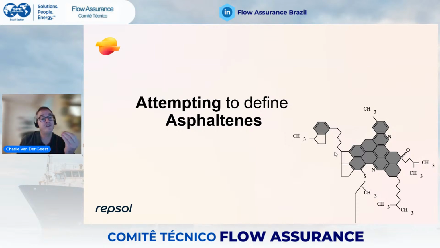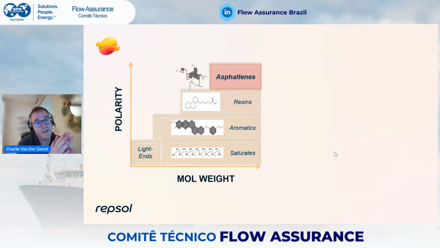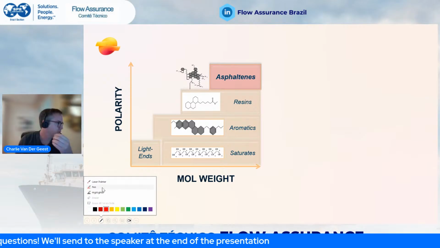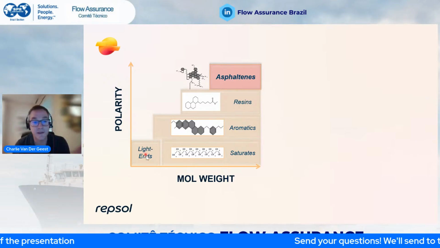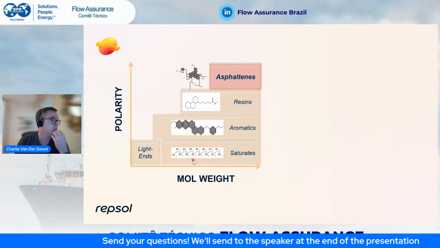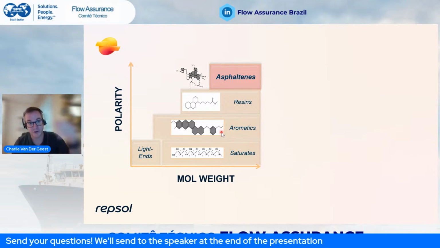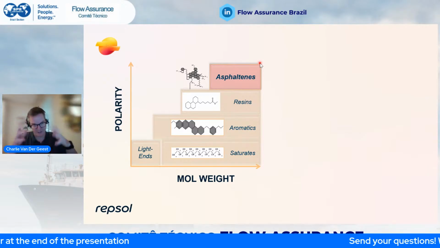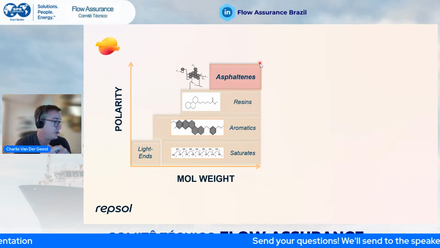So what we usually see is them in the polarity versus molecular weight space. They are on the top right, right? They have really high molecular weight and really high polarity. Just to explain for those who are not really aware, this is methane, ethane, light hydrocarbons, and then here you have saturates, paraffins, and all that stuff. Then you go up the ladder of polarity, and eventually you get to the asphaltenes, which are these massive, complex molecules. They're really hard to understand.